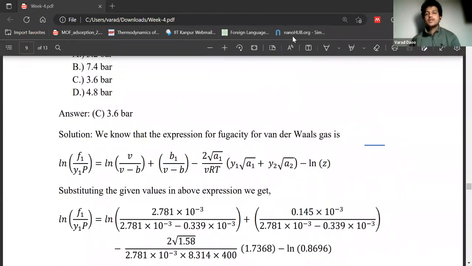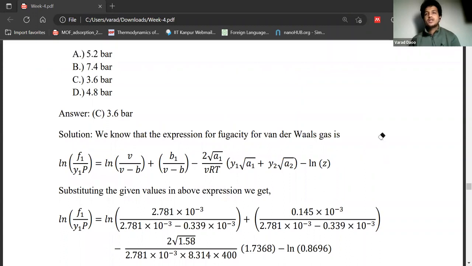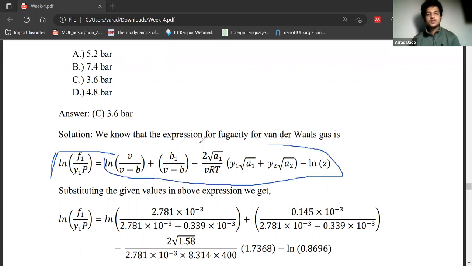Okay. So after doing the integration and rearranging, we end up with this expression. This is the value of the integration. That ln f by p, ln f1 by y1 p is nothing but this expression. So what you need is to just substitute. These are all the known values.